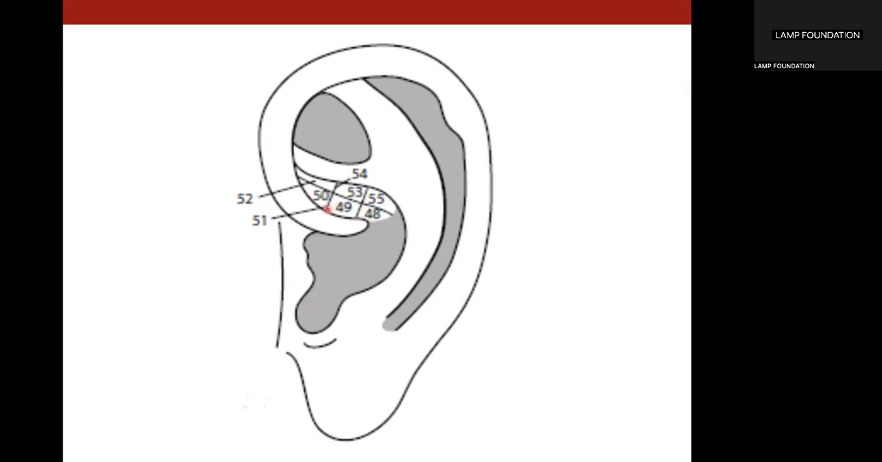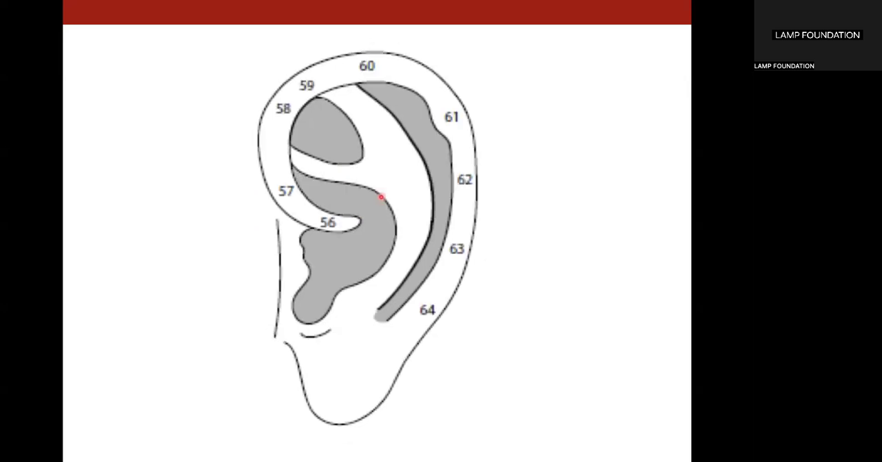51 is the appendix, located between sectors 2 and 3, or between the small intestine and the large intestine points. 52 is bladder point. As you can see, this is the sector 4 directly above the large intestine point. 53 is kidney point. 54 ureters. 55 pancreas, gallbladder. 55 on the gallbladder on the right ear, pancreas on the left ear.